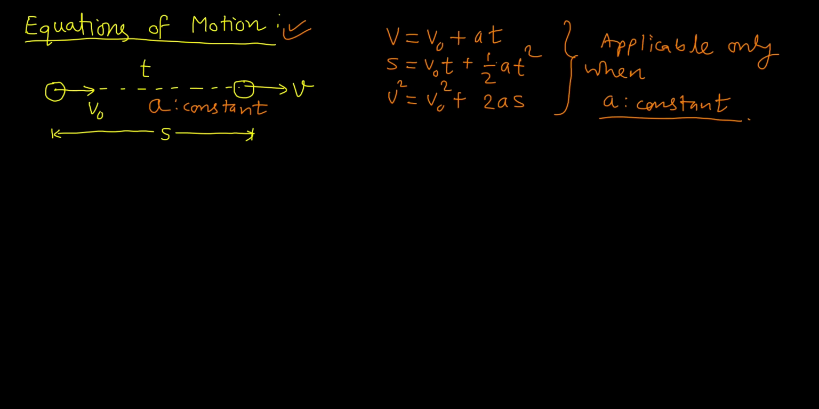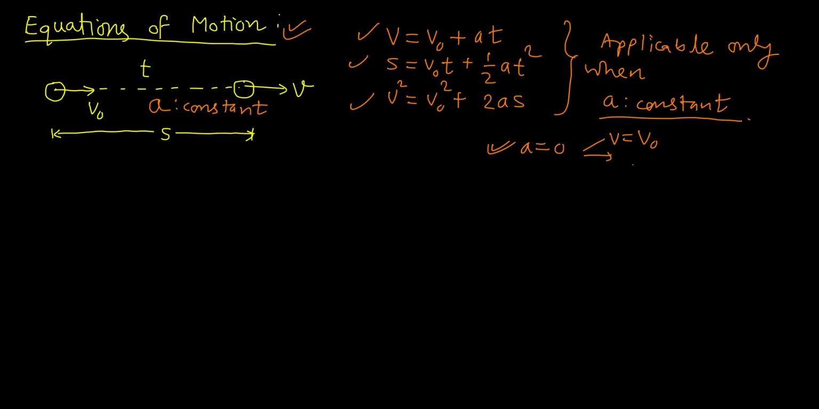Okay, so these are the three equations of motion, and we can also put acceleration equal to 0 here and see what we get. If you put a equal to 0, then the first equation will give you v equals v naught, which says that the final velocity will be equal to the initial velocity, and this is true also. If acceleration is 0, that means velocity is constant. So if velocity is constant, then final and initial velocities will be equal.